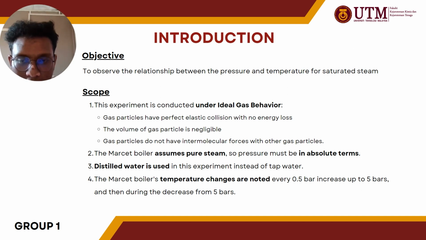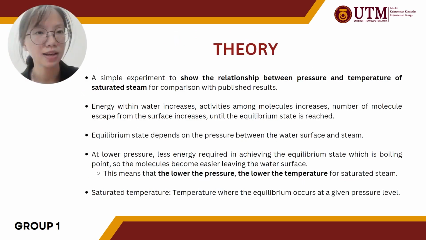Number 2, the Marcet boiler assumes pure steam, so the pressure must be in absolute terms. Number 3 is distilled water is used in this experiment instead of tap water. And number 4, the Marcet boiler's temperature changes are noted at every 0.5 bar increase up to 5 bars during the increasing pressure, and then decrease from 5 bars during the decreasing pressure. So next I will introduce the theory of this experiment.